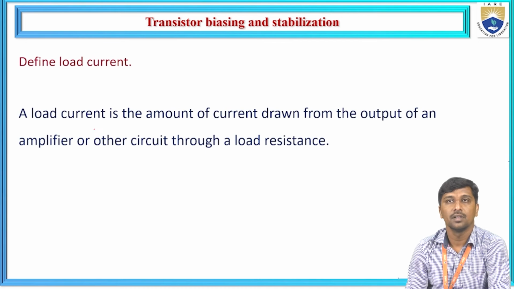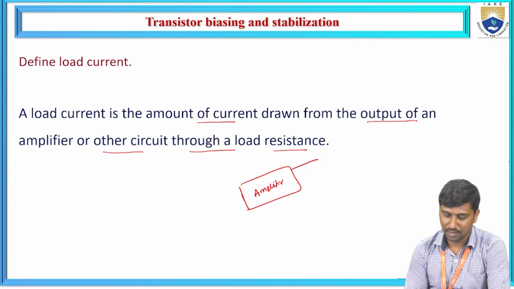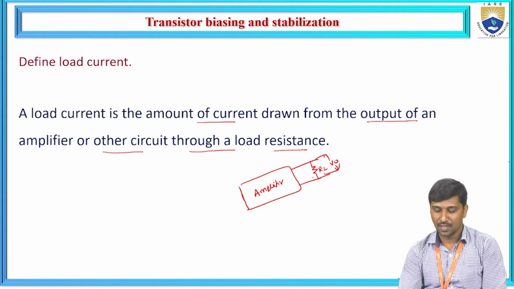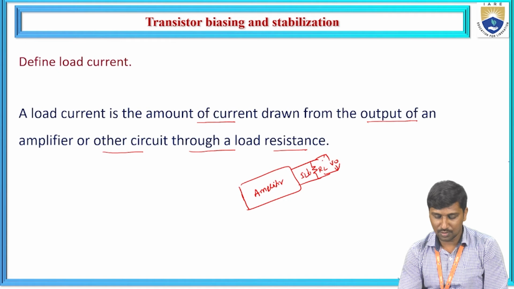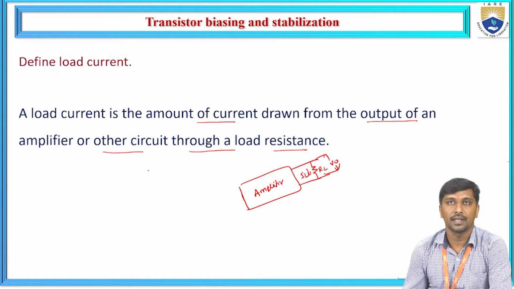Now define load current. The load current is taken from the output of the amplifier. Here the load current is the amount of current drawn from the output of an amplifier or other circuit through a load resistance. Suppose this is the amplifier circuit, then across the output side we have some load resistance. Across this load resistance we measure the output voltage, meaning how much current flows across this load resistance, and that is defined as the load current.